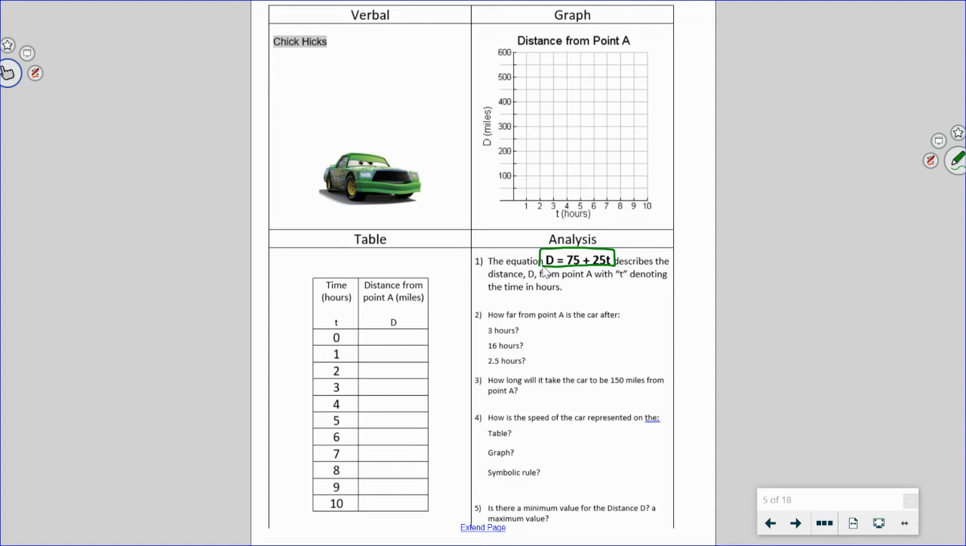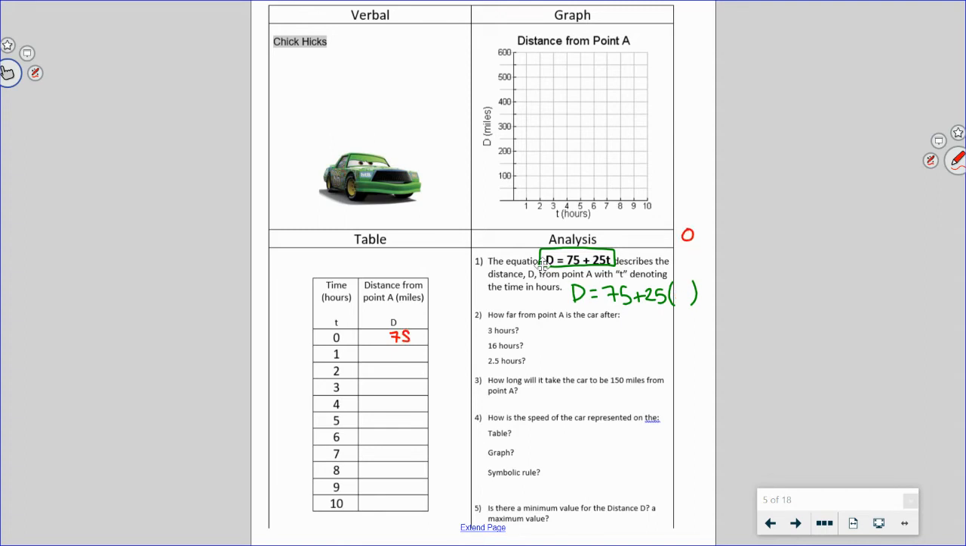Now, before you jump straight to saying 0, 0, let me remind you that not every relationship is proportional, ladies and gentlemen. Take a look at his equation. It says 75 plus 25t. Let me go ahead and just substitute in 0 hours. Now, naturally, 25 times 0 is 0, plus 75 is, oh dang, Chick cheats. He's already got a 75-mile head start.